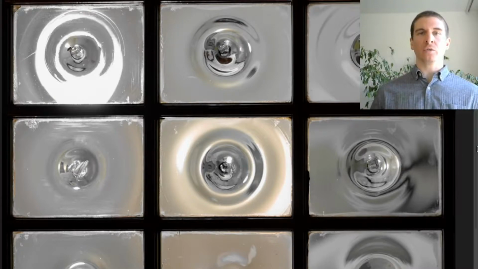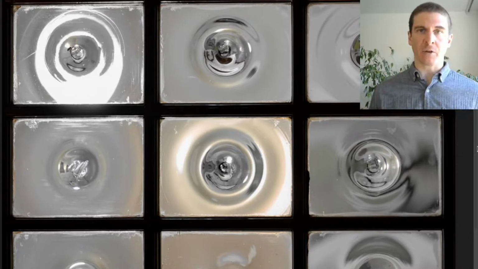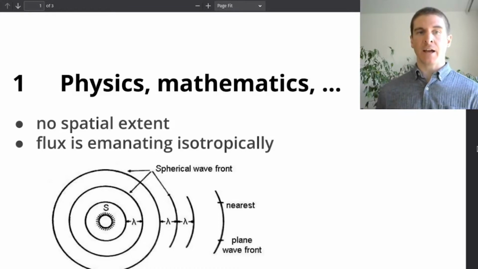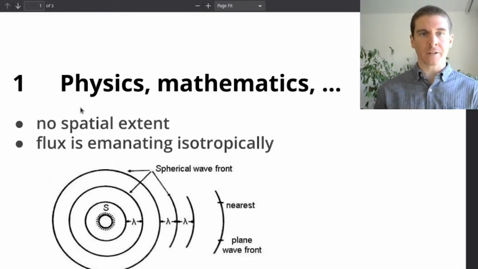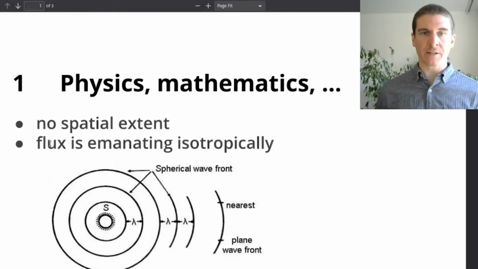And so here I'm going to describe these two definitions and offer in the end some ways to disambiguate to avoid these debates. So the first type of definition is what we see in physics and mathematics textbooks, and it says that a point source has no spatial extent, so it is an ideal point source. In real life, obviously, there are no such objects with no spatial extent. And the second part of the definition is that light, or whatever it's producing, is leaving this source isotropically, so evenly in all directions in space.